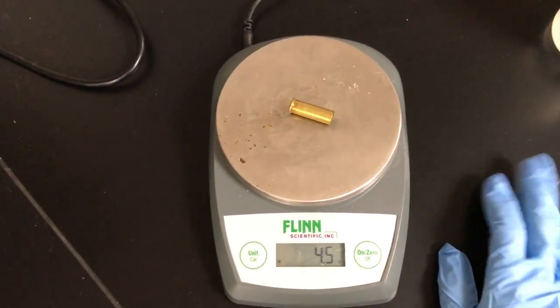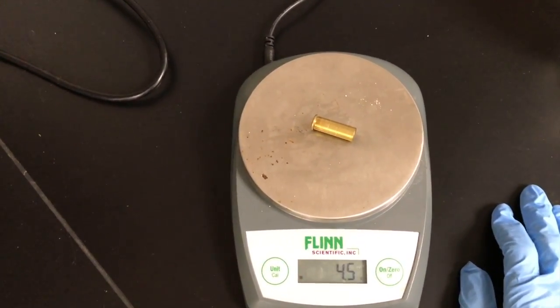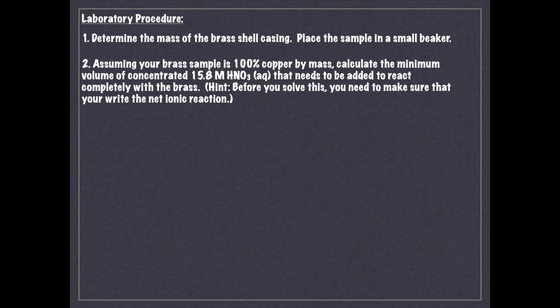So you're going to follow the instructions that I'm going to explain in just 1 second. You're going to assume that your brass sample is 100% copper, and you're going to calculate the minimum volume of 15.8 molar nitric acid that would be needed to react completely with the brass. Just as a hint, before you solve this, you need to make sure that you write a proper net ionic reaction in order to do the stoichiometry for this.